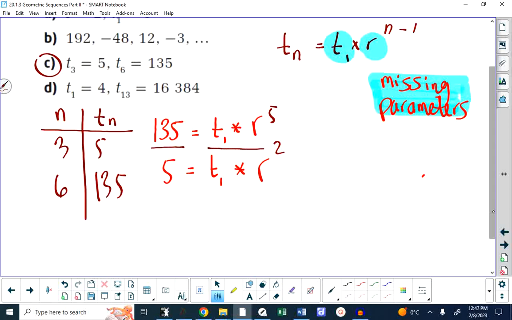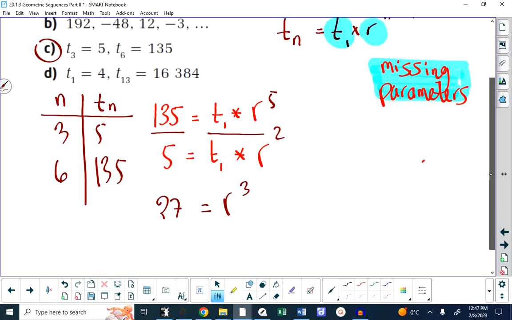And if I take 135 divided by 5, I believe I get 27. Is that right? And when I take T1 times r to the 5 divided by T1 times r squared, the T1s cancel and I'm left with r cubed, because r to the 5 divided by r squared is r cubed.